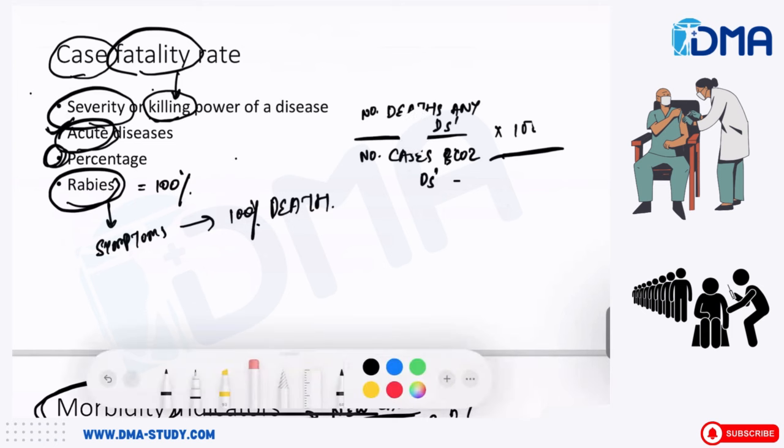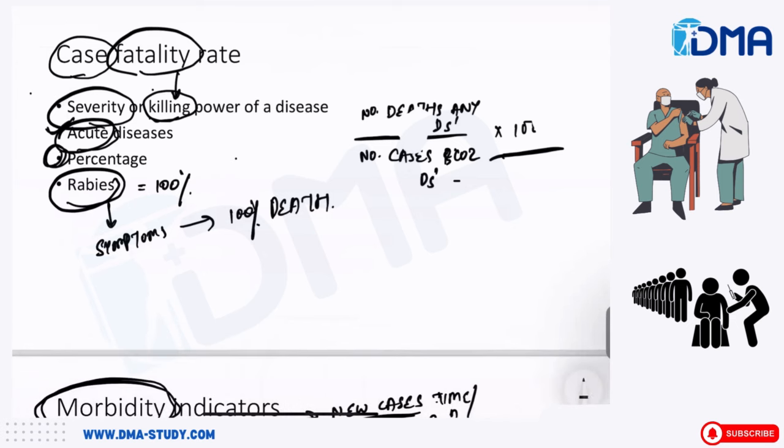What you have to remember in case fatality rate? Severity or killing power of the disease. Killing power of disease. Number two, second is the acute diseases. Acute disease control. Third is percentage. Rabies, mainly. How much? 100%. Yes.